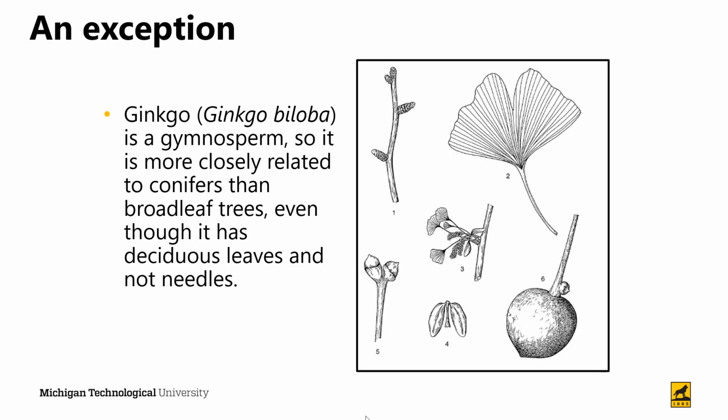As with most situations, there are exceptions. The ginkgo tree has broad leaves, so it looks like an angiosperm, but it's actually more closely related to the conifers and is considered a gymnosperm. It is deciduous and drops its leaves each fall.